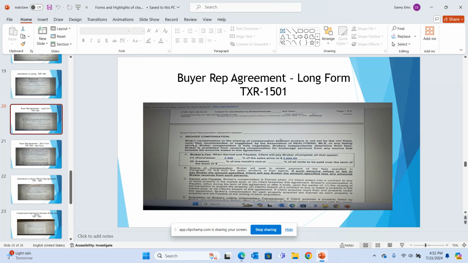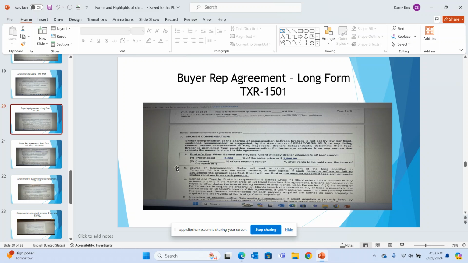Paragraph 7, broker's compensation. It's important you discuss this with your buyer so they understand what they're signing. Broker compensation or the sharing of compensation between brokers is not set by law nor fixed, controlled, recommended, or suggested by the Association of Realtors, MLS, or any listing service. Broker compensation is fully negotiable. Brokers independently determine their fees. On and on and on. We've already known that, but apparently we have to now ensure the buyers understand that.